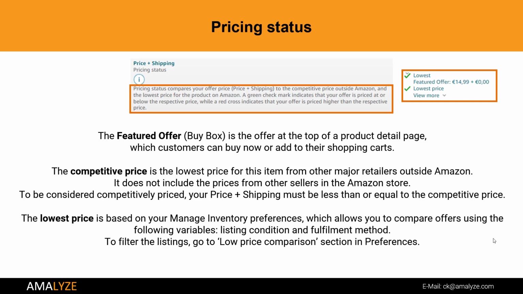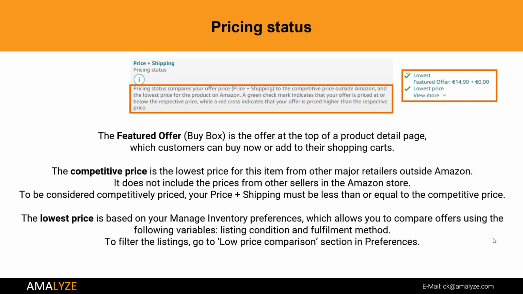Just talk about the featured offer in the buy box. It is the offer at the top of a product detail page, which customers can buy now or add to their shopping carts. We all know that if you're especially a reseller, you have a lot of competition in the buy box, and the first place is normally directly shown on the PDP. Or when you're using different shipping methods like FBA or FBM, only one of them is the number one, and so normally in the buy box.